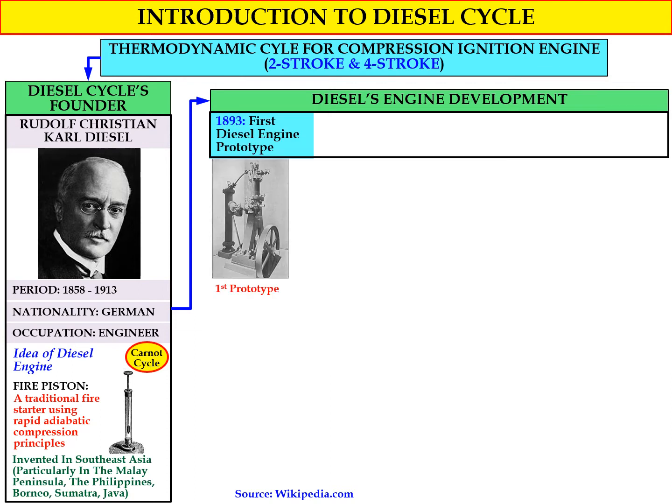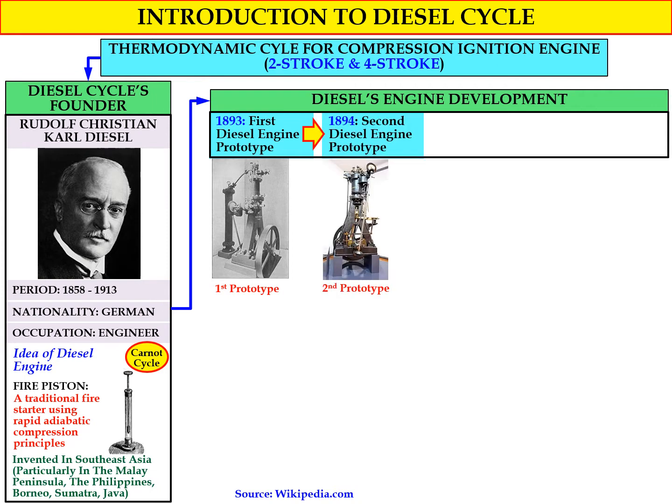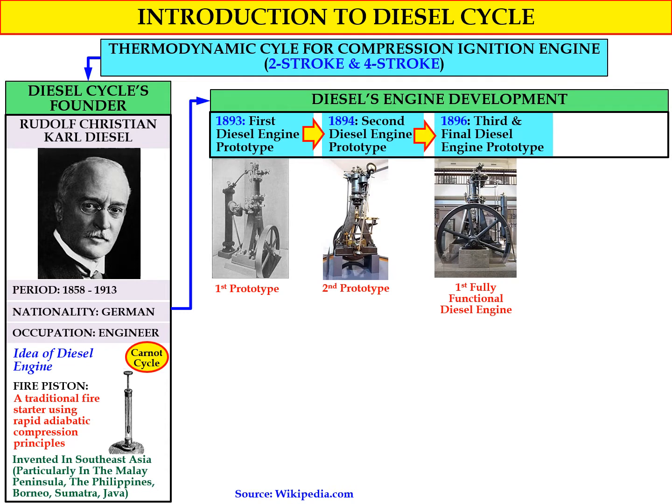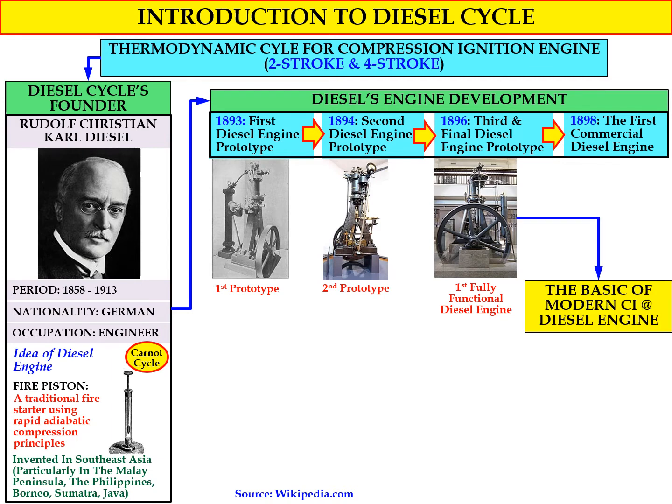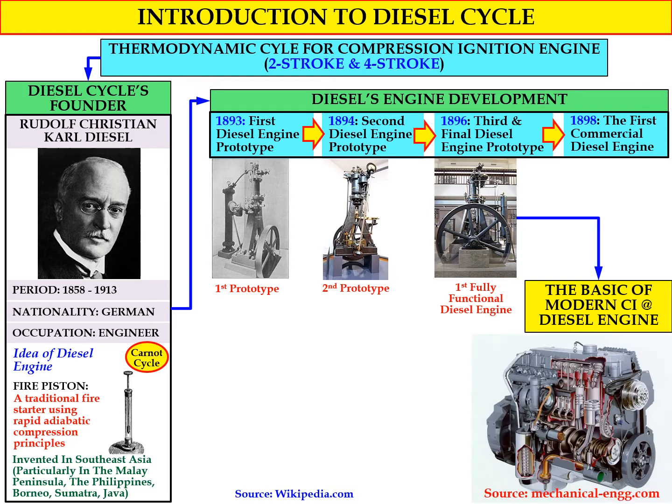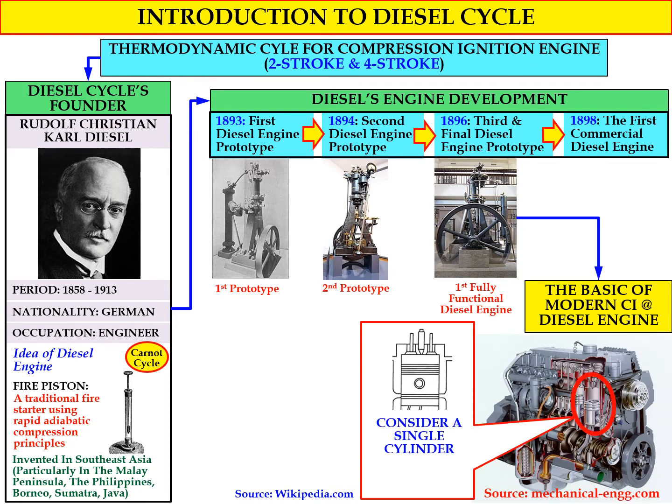First, we look into the diesel engine development. The first prototype was developed in 1893, and this is the first prototype of the diesel engine. In 1894, the second diesel engine prototype was developed. This is the second prototype, and then the third and final prototype, the first fully functional diesel engine, was developed in 1896. And in 1898, the first commercial diesel engine was developed. This first fully functional diesel engine became the basis of the modern compression ignition diesel engine. So this is one example of a diesel engine.